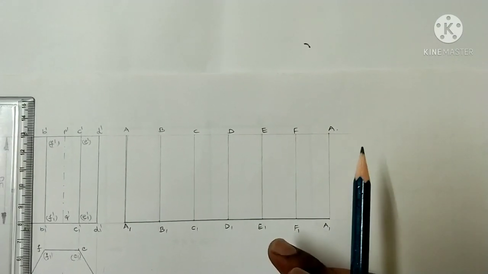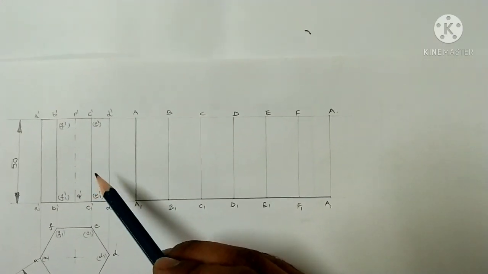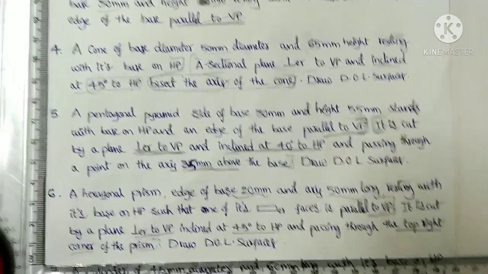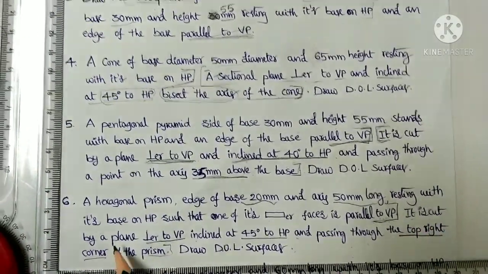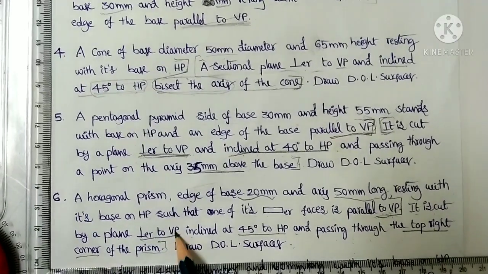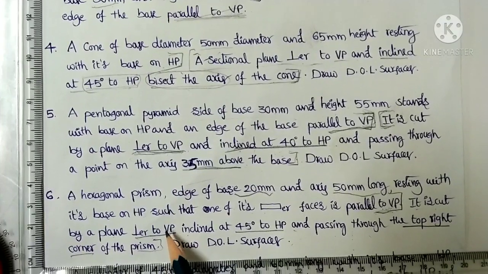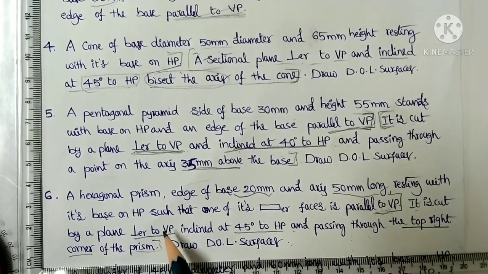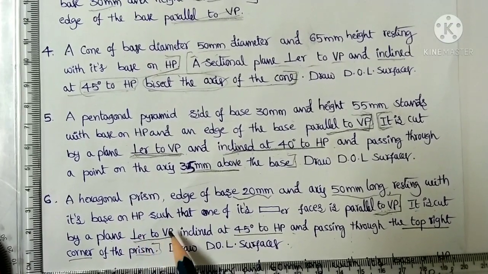Yes, this is about the development of the simple prism, but our object is a truncated prism. That means we have to cut this diagram according to the given conditions. So we can see the conditions for cutting this object. It is cut by a plane perpendicular to VP. When the sectional plane is perpendicular to VP, it will be visible as a line in the front view. That means in the portion above the reference line, in the vertical plane, we will get the sectional plane as a line.